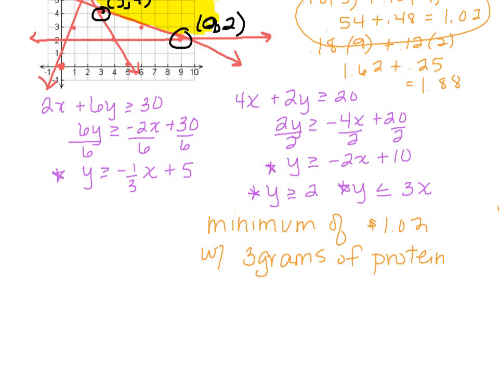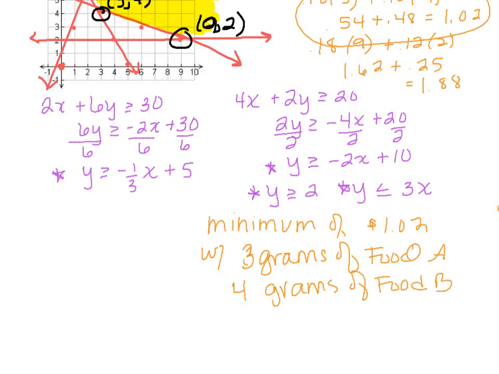We don't want 3 grams of protein. I don't know why I said that. We want 3 grams of food A, and we want 4 grams of food B. 3 represented our x, x represented food A, 4 represented our y value, and y represents our food B. And this concludes section 3.3, Applications of Linear Programming.